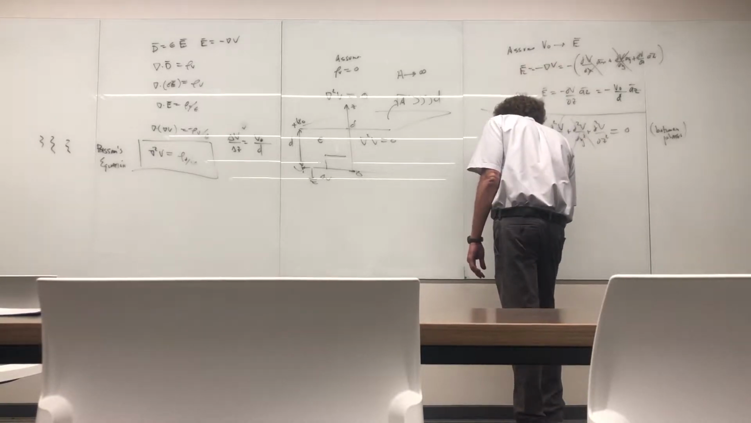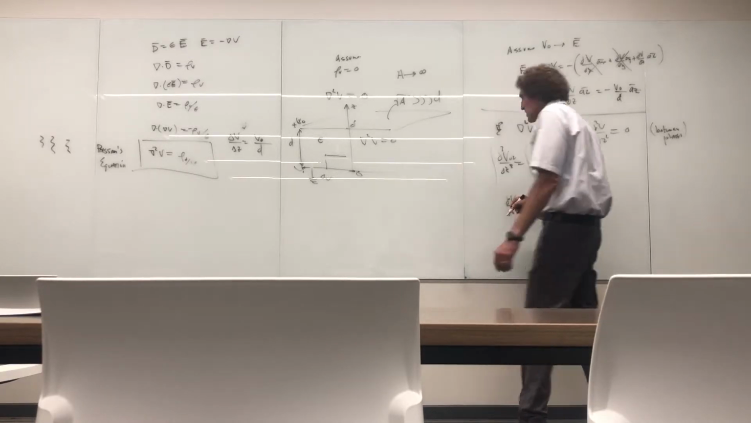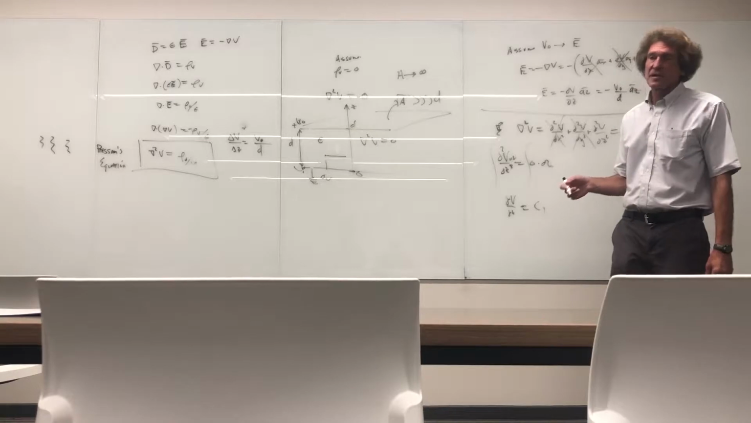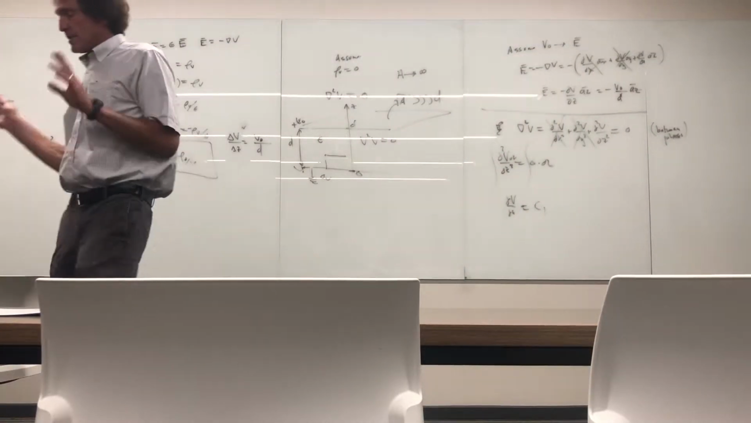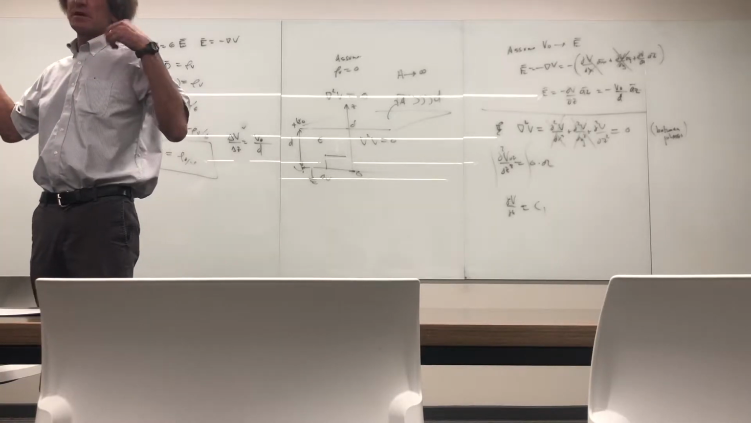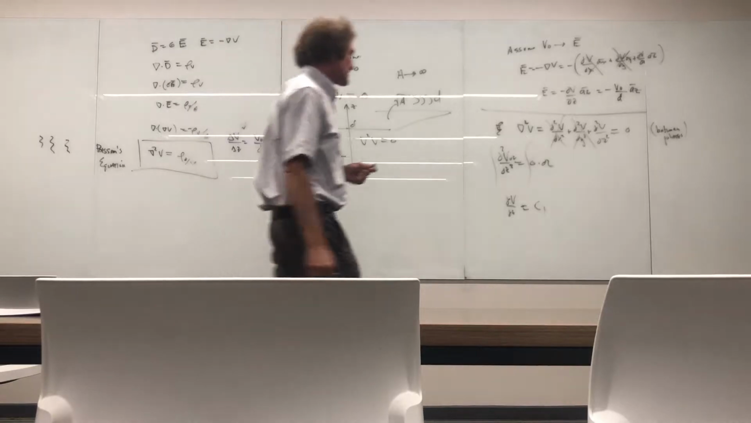And here, therefore, I'm going to get the derivative of V with respect to z is equal to some constant. I'll just call it c1. You all know what I'm doing. If you integrate dy/dt equals 0 once, you get y as a constant, right? Same here. So this first derivative is a constant.